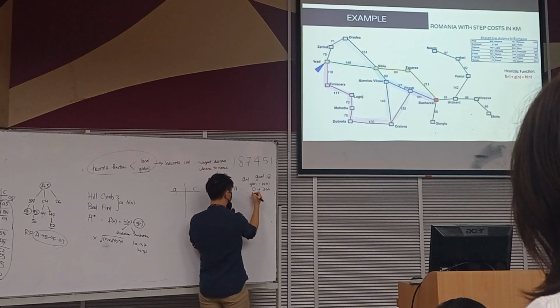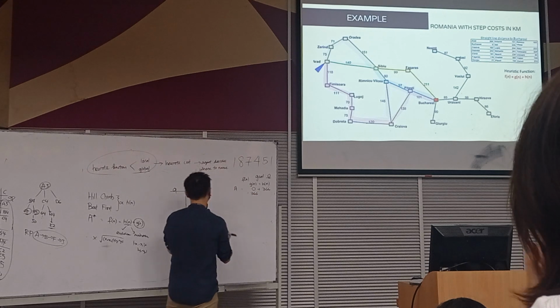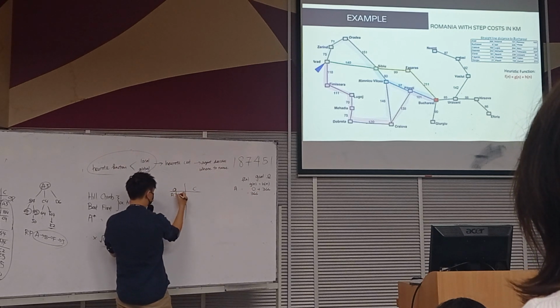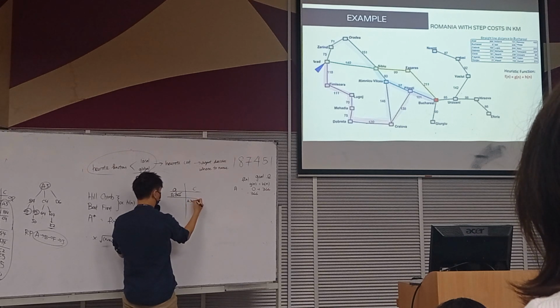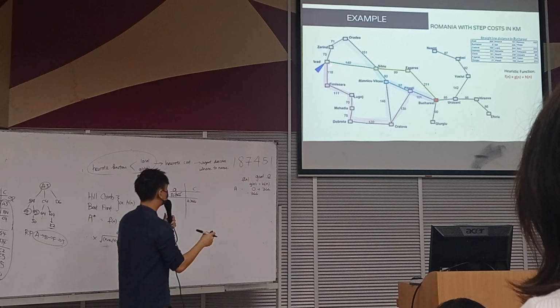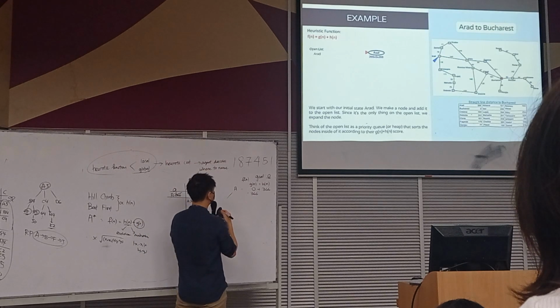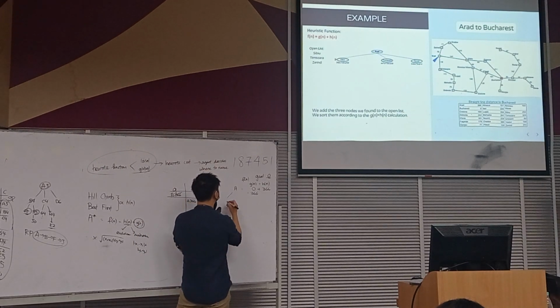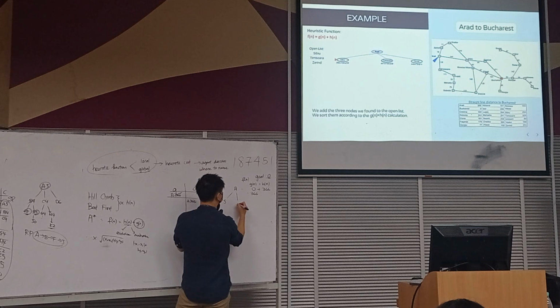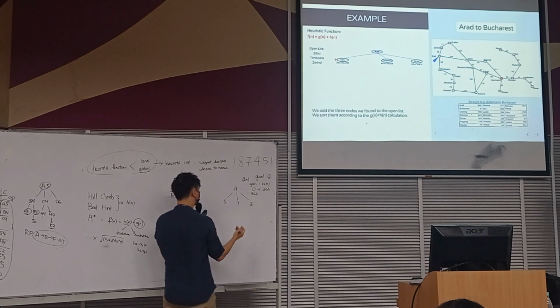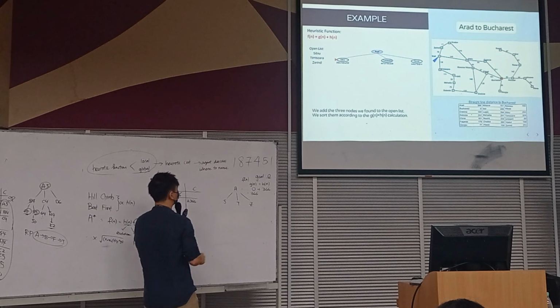So the function cost is equal to 366. I'm going to add this A366 here. So now I expand A366. When I expand Arad, I can travel to 3 different places: Zerind, Sibiu, and Timisoara, right? I'll denote them as S, T, and Z.